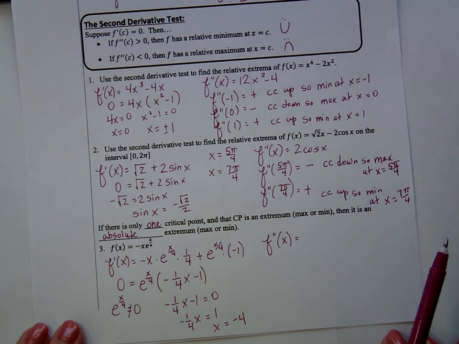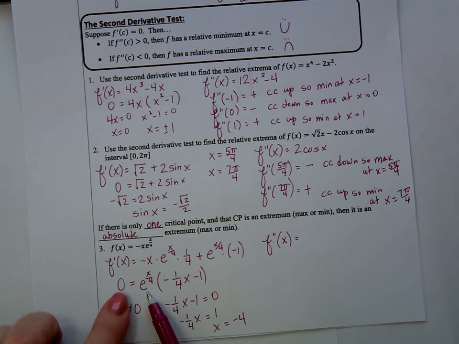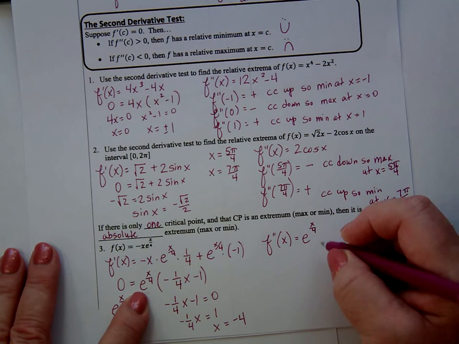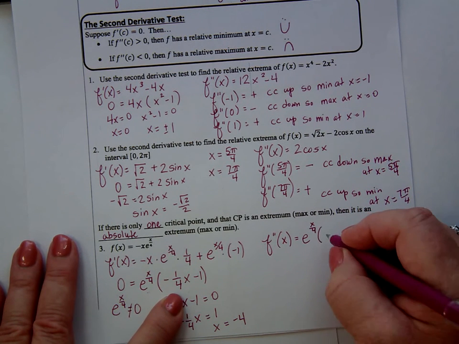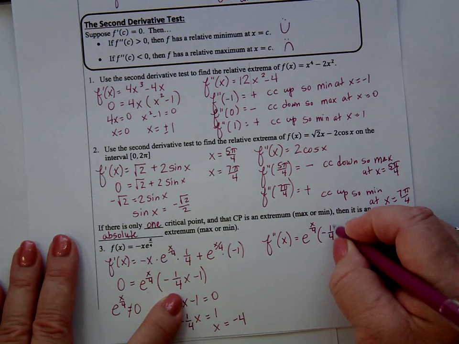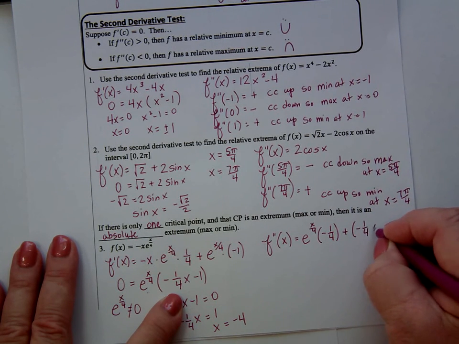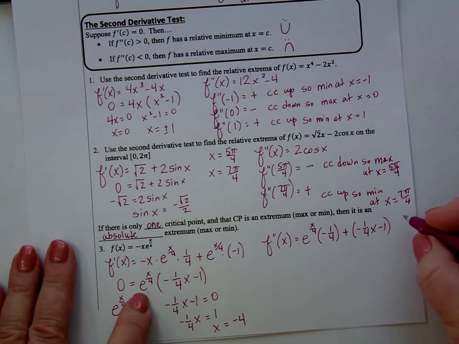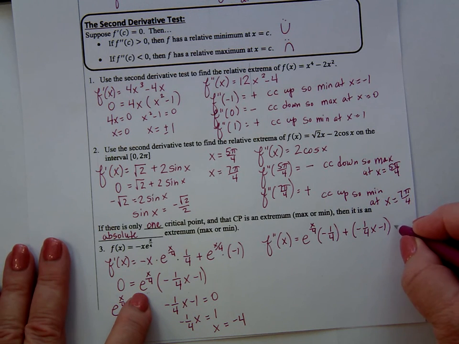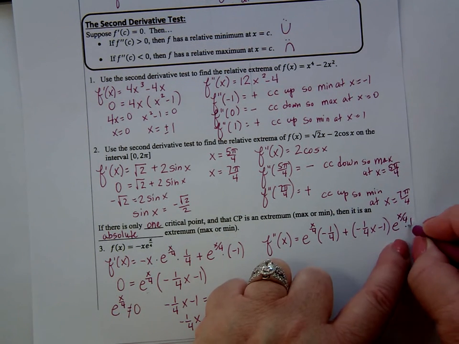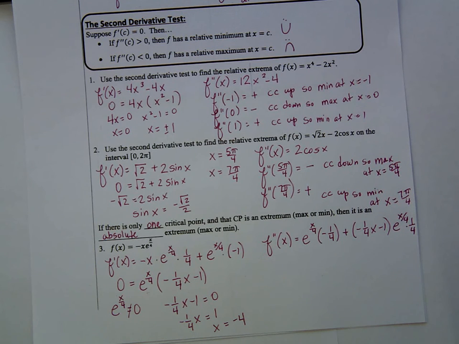I think the easiest thing would be to product rule this. So let's product rule it. First times the derivative of the second, which is just a negative 1/4, plus the second times the derivative of the first, so e to the x over 4 times 1/4. Ooh, just fit that in there.